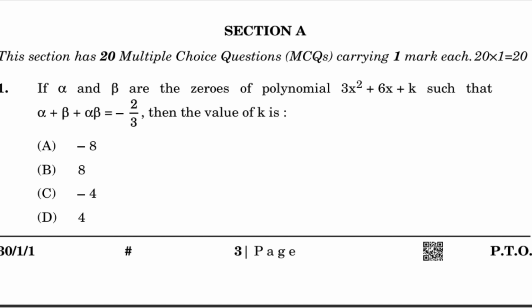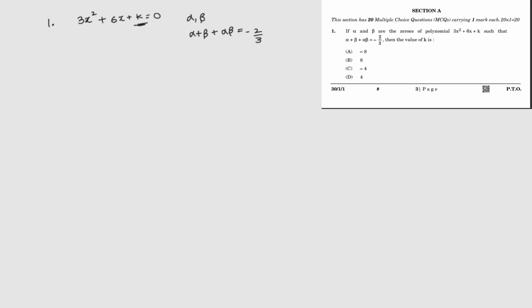We are given 3x square plus 6x plus k is equal to 0, and alpha, beta are the roots such that alpha plus beta is minus 2 by 3. Here we have to find the value of k. So the first question is 3x square plus 6x plus k is equal to 0, and alpha and beta are the roots, and alpha plus beta is minus 2 by 3.